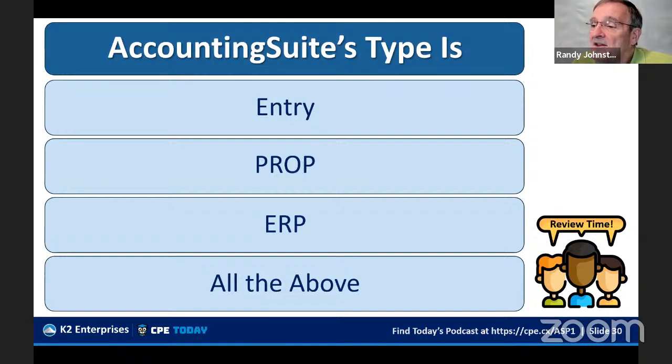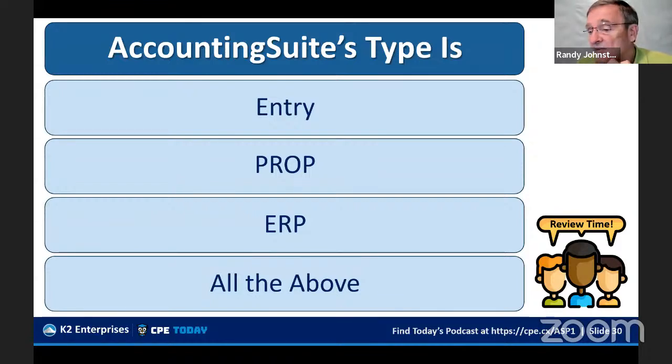But AccountingSuite's type is an entry-level solution, a prop solution, an ERP solution, or all of the above. So what do you think here? Because it turns out that these levels of systems vary in their complexity. They vary in their costs. The number of third parties that you have to add changes a lot. And again, I don't think that AccountingSuite is third-party free. Obviously, we talked about Avalara sales tax being able to be added in, or especially things like Shopify being able to be added and so forth.